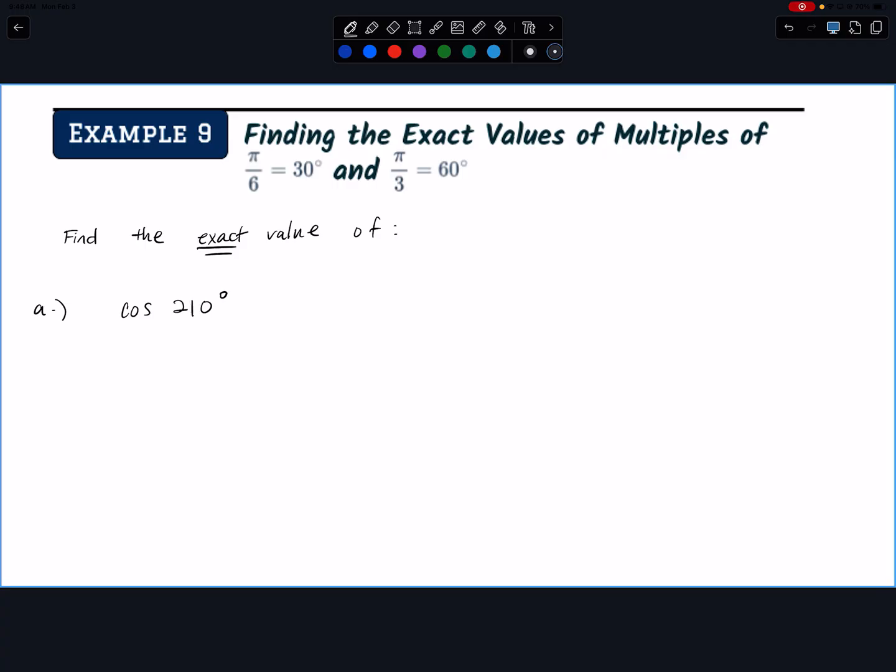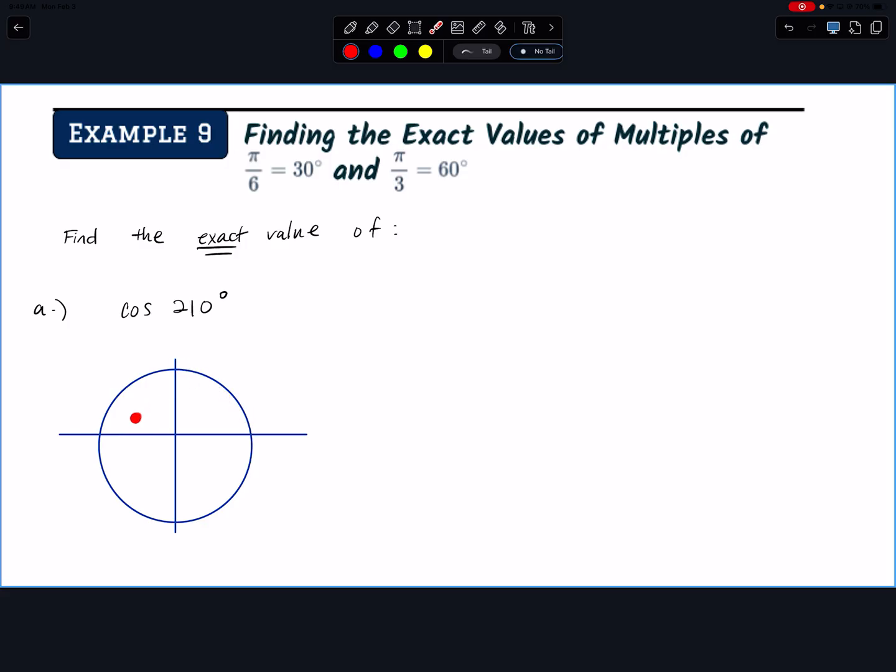Which quadrant am I in? Quadrant 3. Okay, what I want you to think about is, remember I told you we really just need to have the first quadrant memorized? Where is 210 degrees? We know it's in quadrant 3, but if I'm right here, how many degrees is this? 180. So how many more degrees do I need to go? 30.